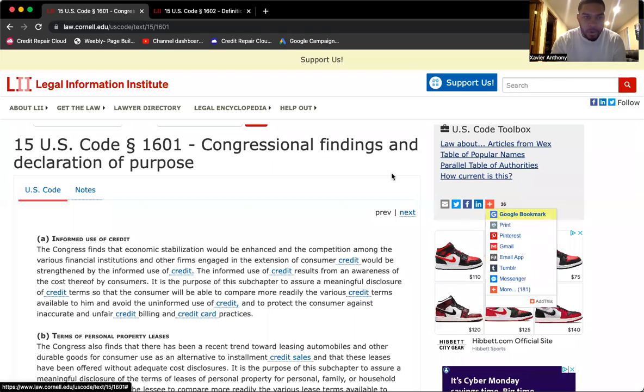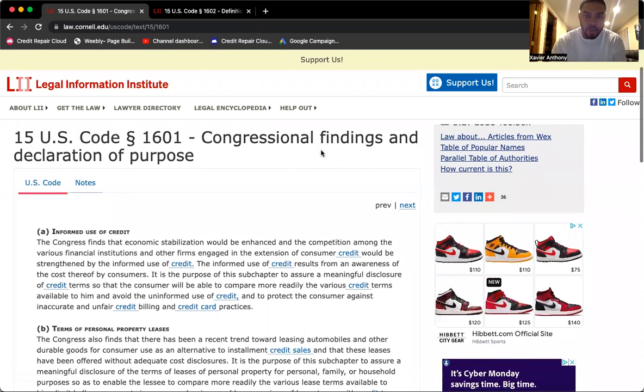Let's do it. I'm gonna share my screen and we're gonna jump straight to 15 USC 1601. I got my notes here, so if y'all see me looking down, I had to print this out so I can highlight the codes, the ones that I really want to hit with y'all. And these are my notes. All right, let me share my screen with y'all. All right, 15 USC 1601.